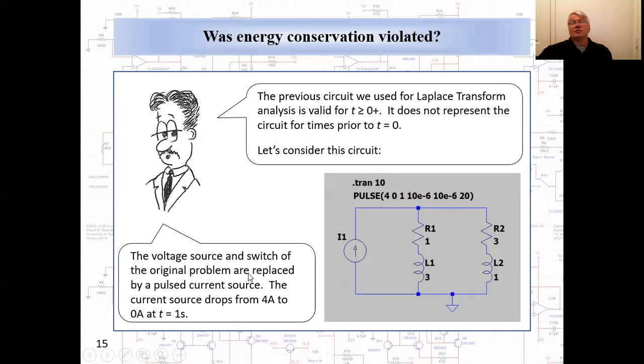By putting the transition at 1 second rather than 0, we can look at the behavior of the circuit across the transition. And this pulsed current source has a fall time of 10 microseconds since SPICE does not allow instantaneous changes in voltages and currents. Voltages and currents that have pulsatile waveforms always have associated rise and fall times.